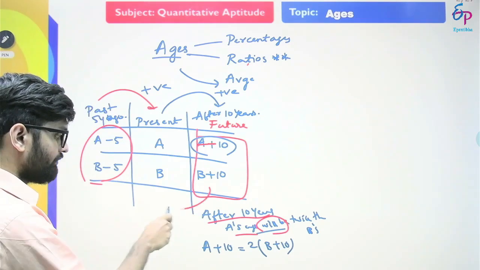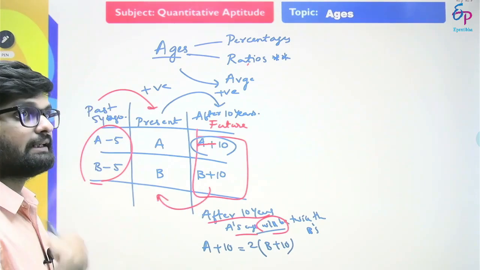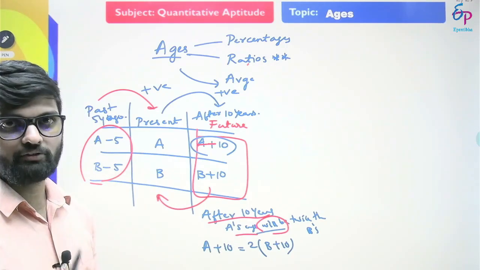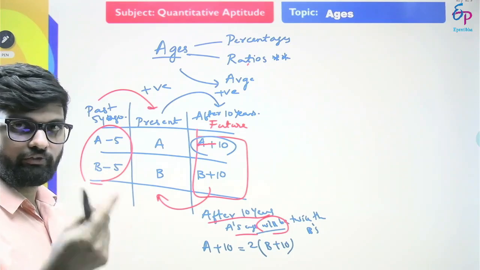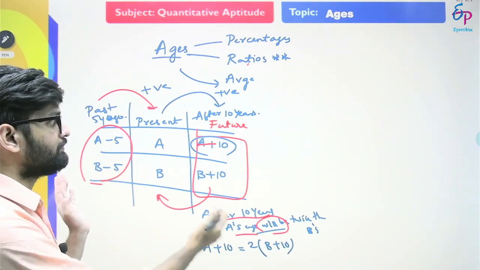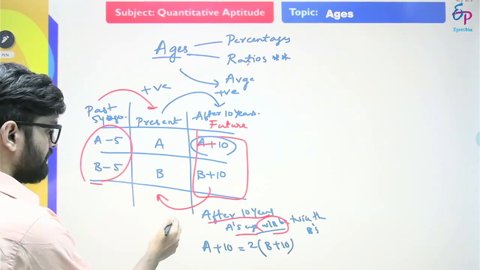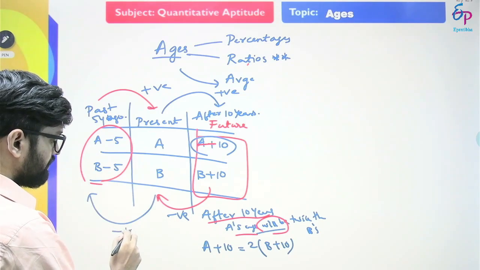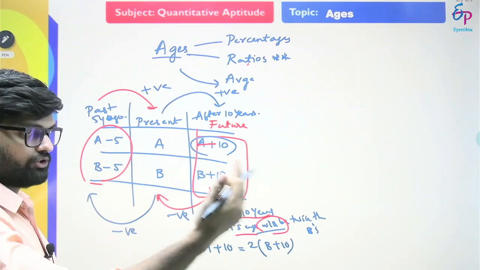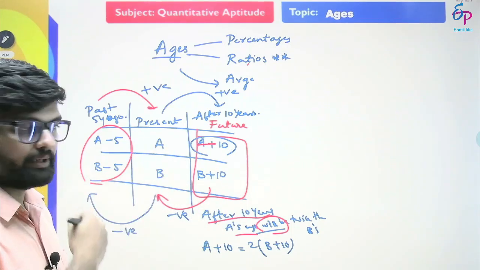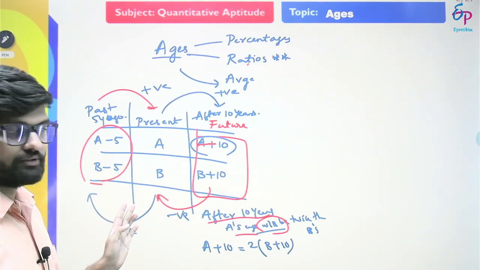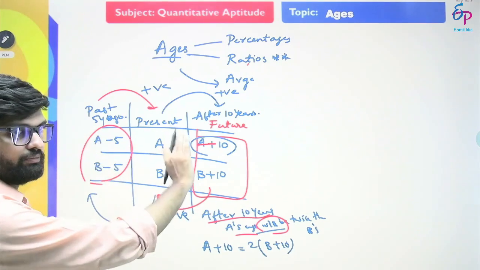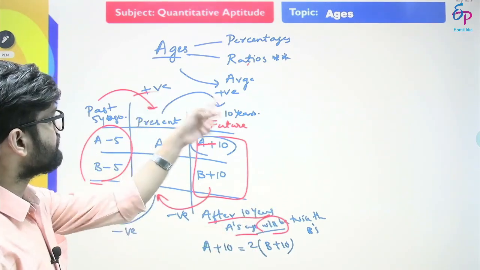But whenever you are coming from future to present, that means 10 years after, if my age is 38, what will be my age now? It will be 28, right? So from future to present you have to take it as minus. Coming backwards, from future to present, you have to take the negative values. You have to take the difference between them. Whenever you are going forward, you have to take positive values.